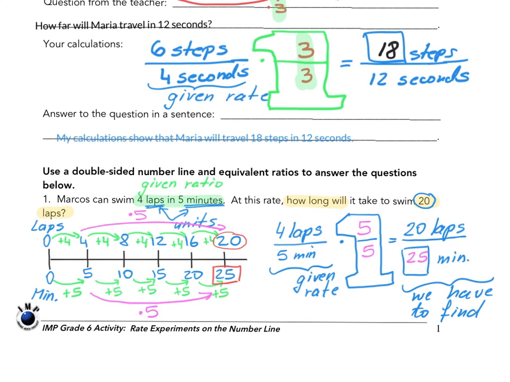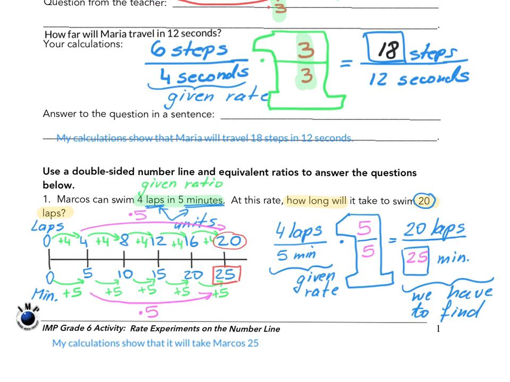So we solved the problem using a double-sided number line and using equivalent ratios or rates. And my answer is going to be that it will take Marcos 25 minutes to swim 20 laps. There isn't much room to write the answer, but I'm going to write it down below. I'm going to squeeze the answer down at the bottom. So I'm going to start my answer sentence with: my calculations show that it will take Marcos 25 minutes to swim 20 laps.